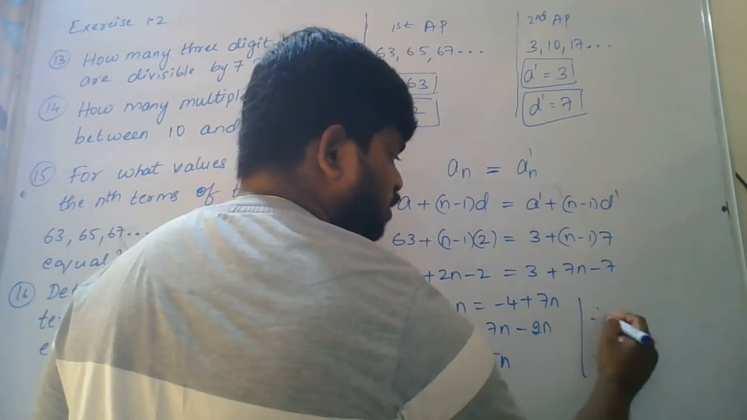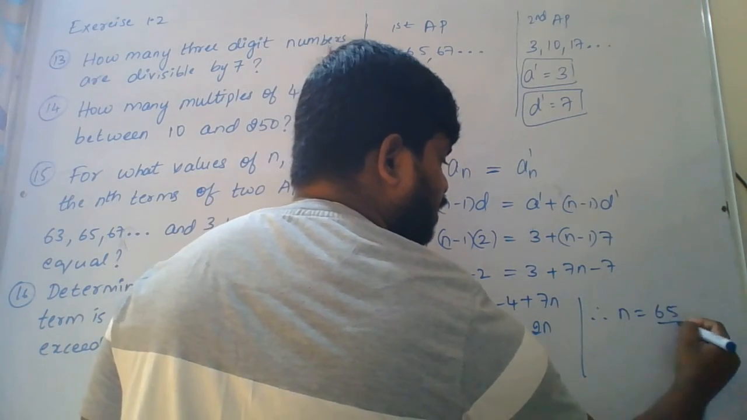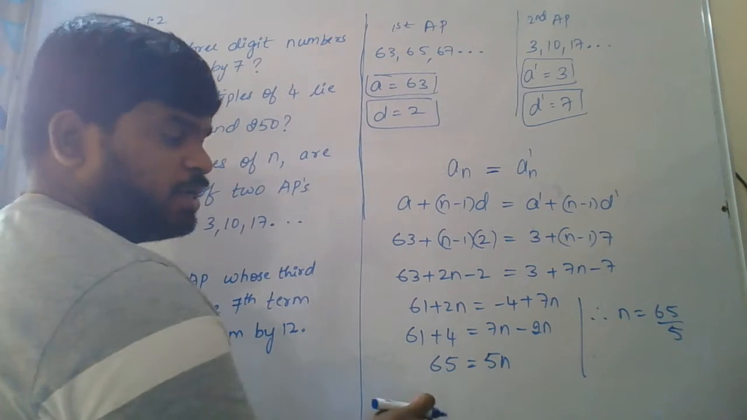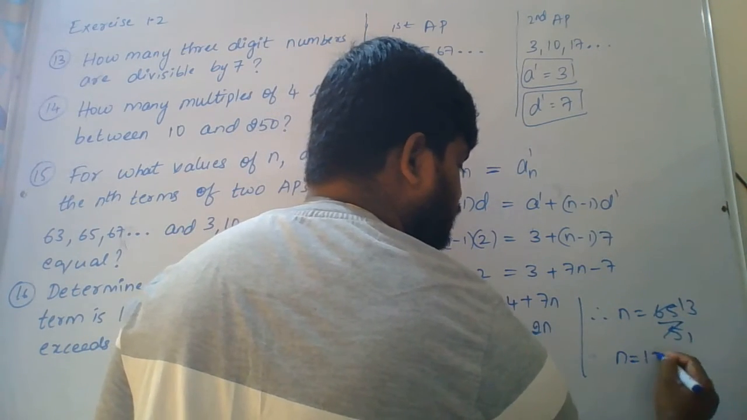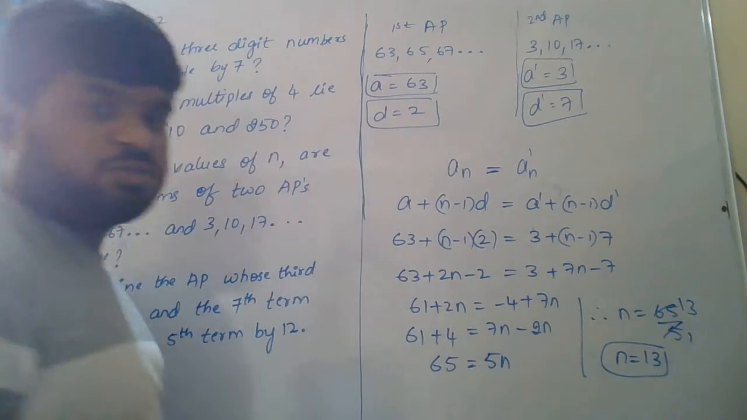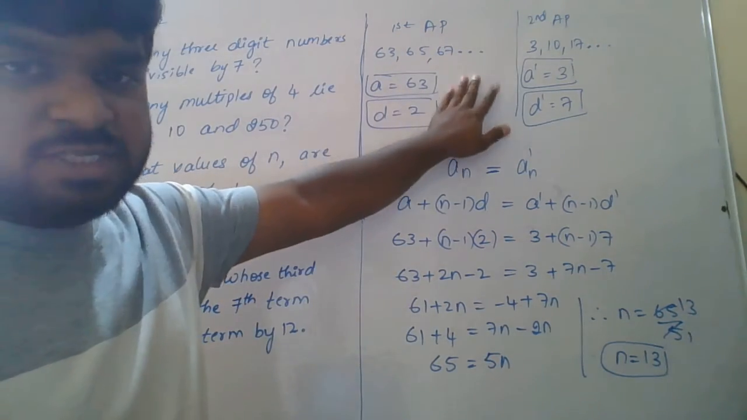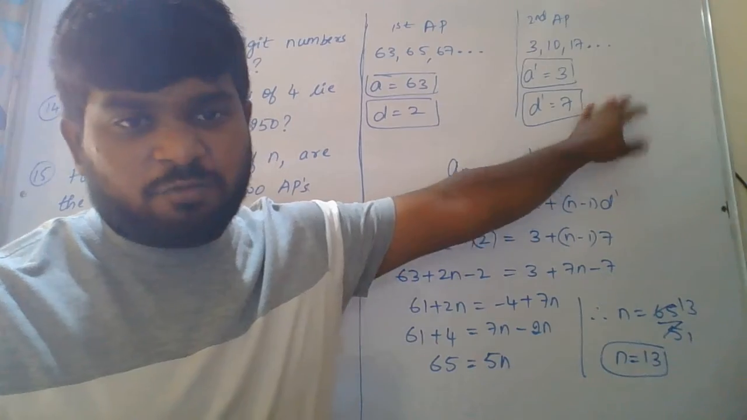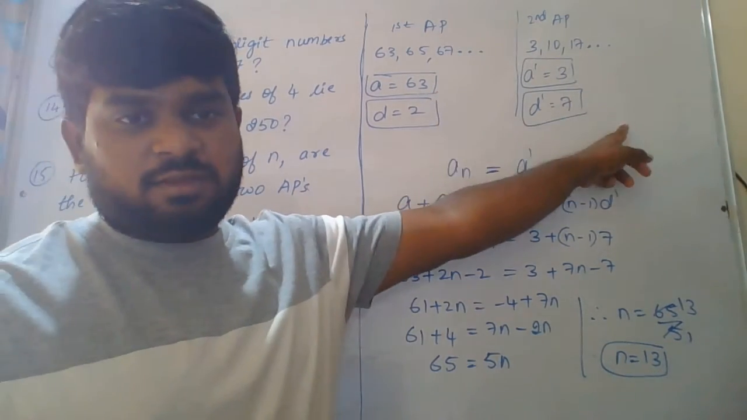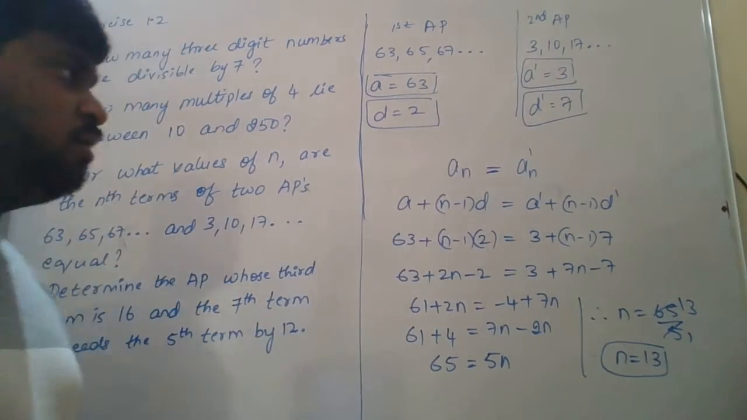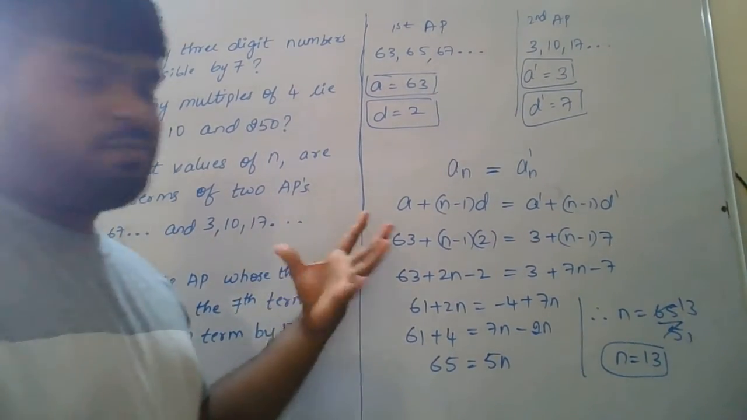Therefore, n will be 65 by 5. This is a multiplication, get it to the denominator. 5 ones are 5, 13s are 65. Therefore, n is equal to 13. Which means the 13th term of this AP and the 13th term of this AP are equal. 13th term here and 13th term here, both will be equal. It's a very simple one.